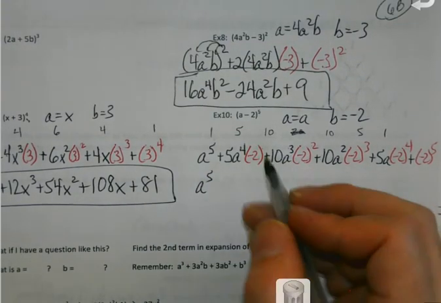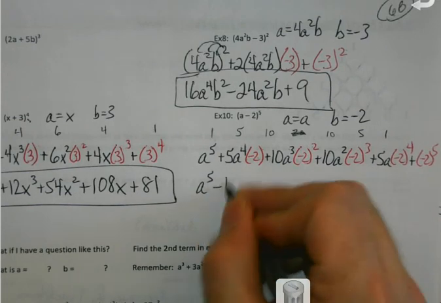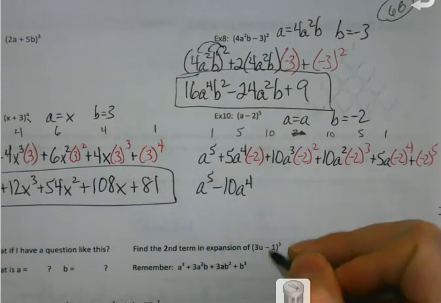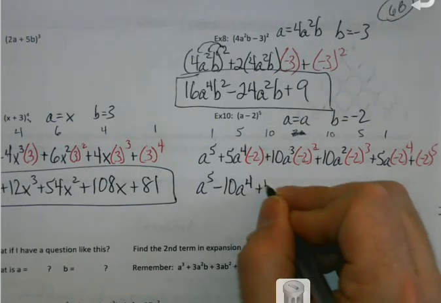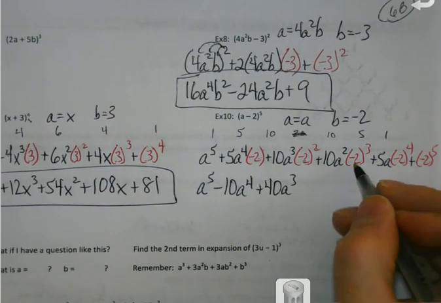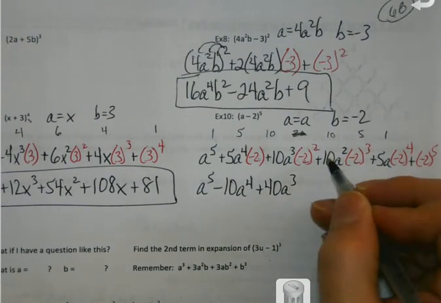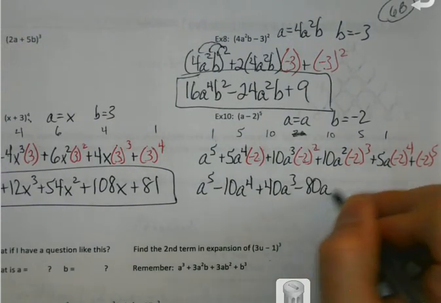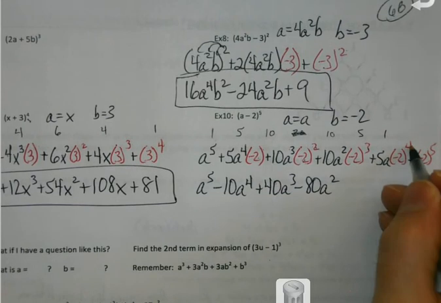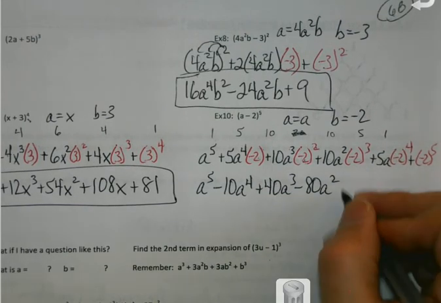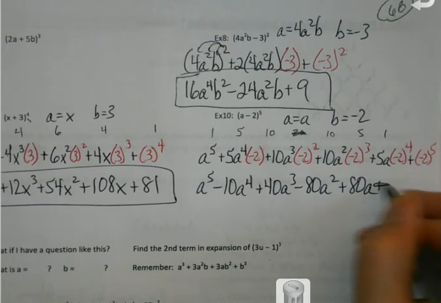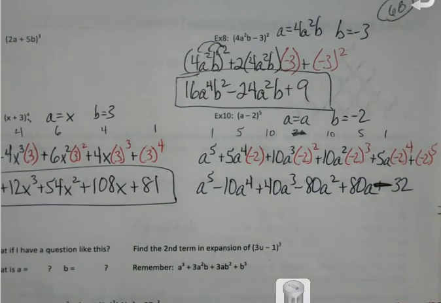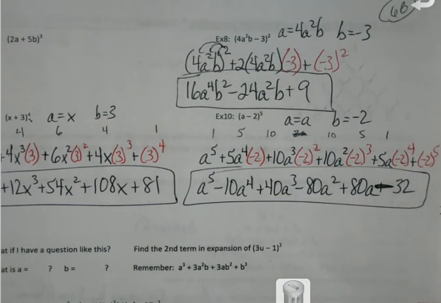And clean this up. And this is going to be where the detail work comes in, making sure I don't mess up a sign or forget about something. -2 quantity squared is 4, positive. Times 10 would be 40. -2 cubed is -8. Times 10 is -80. -2 to the 4th would be positive 16. Times 5 is positive 80. And -2 to the 5th is going to be -32. Yeah, I definitely would not want to be foiling and distributing that out 4 times.